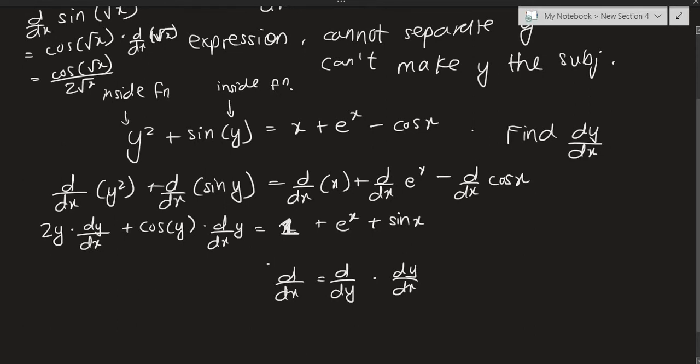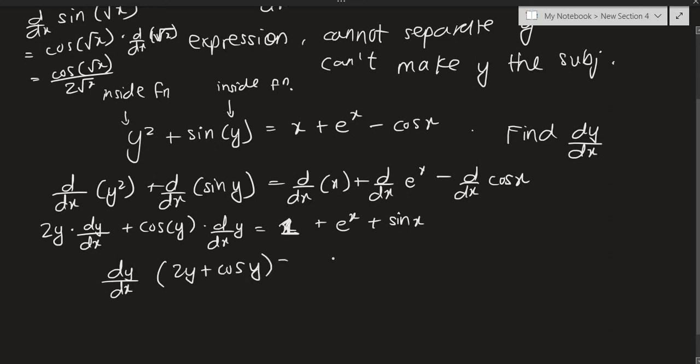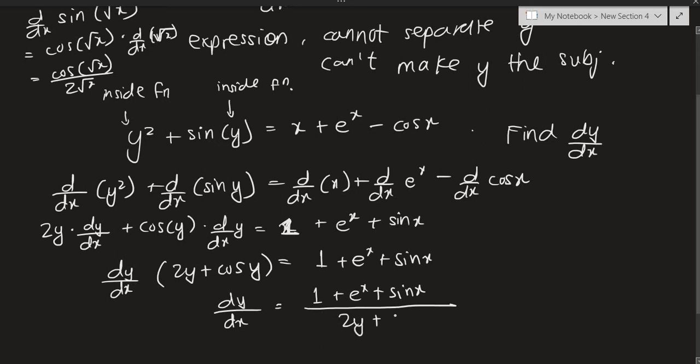You can use that. So as I said, we have to find dy over dx. So let's just factorize the dy over dx from these terms. So we have 2y plus the cosine of y being equal to 1 plus e raised to x plus sine x. Now just to make dy over dx the subject of the equation, we divide everything by this sum of y functions. So we obtain 1 plus e raised to x plus sine x divided by 2y plus cosine of y.